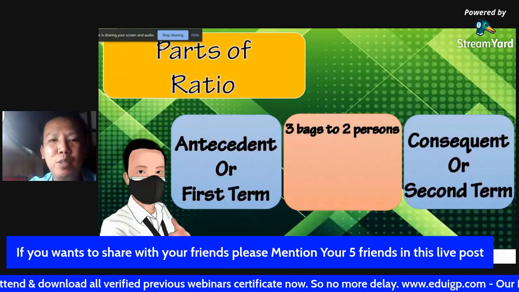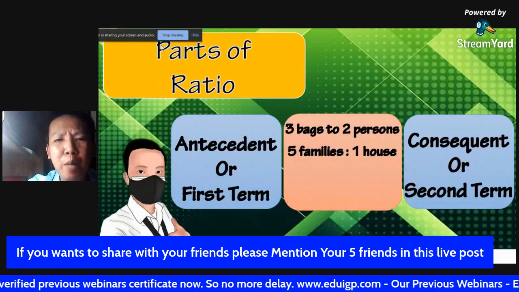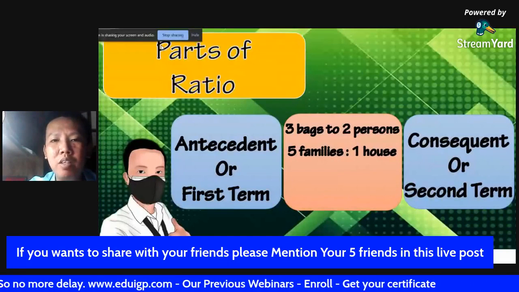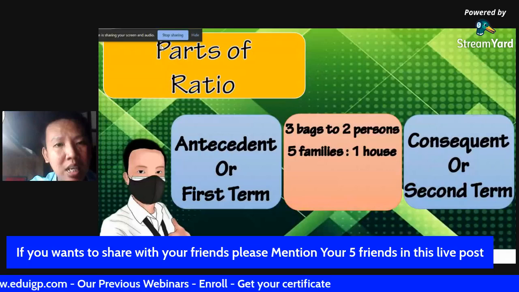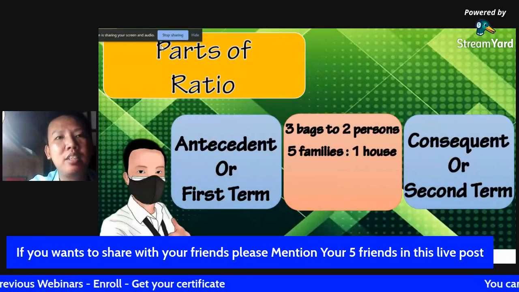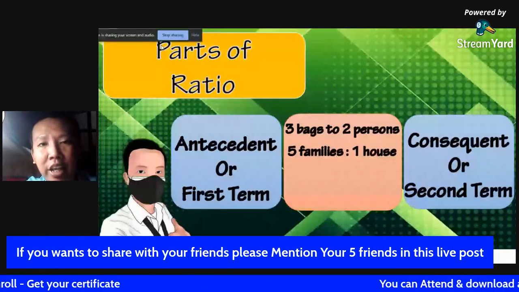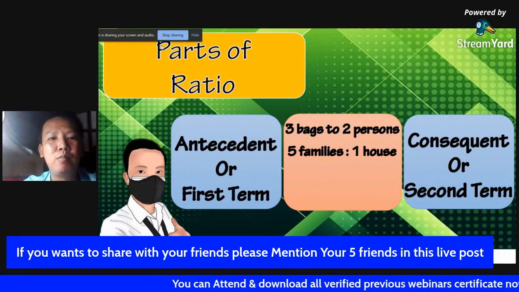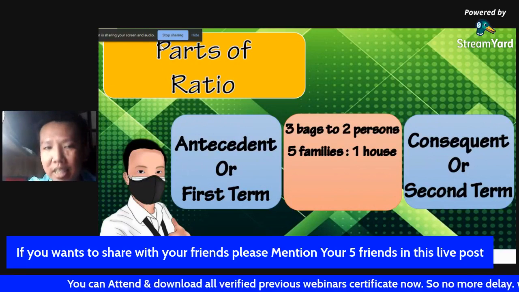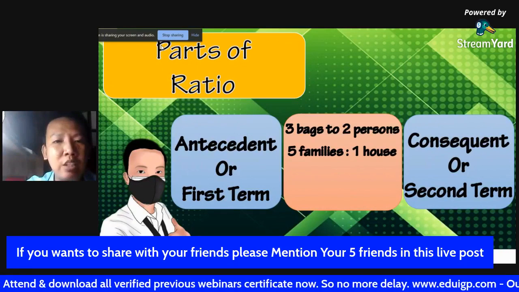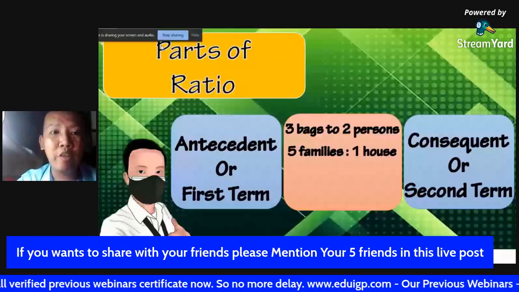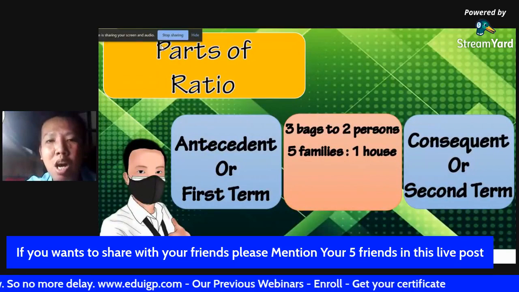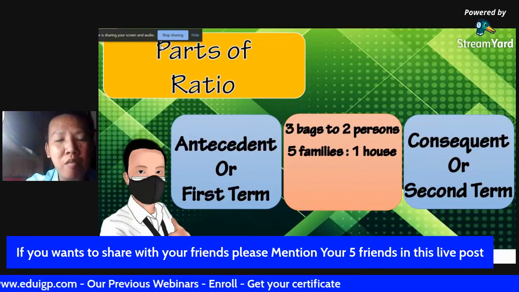Another example, five families is to one house. Which of the two quantities represents our consequent? If your answer is one house, then you got the correct answer. How about the antecedent? If your answer is five families, then you are correct, since the antecedent is the first term, and in this given example, our first term is five families.